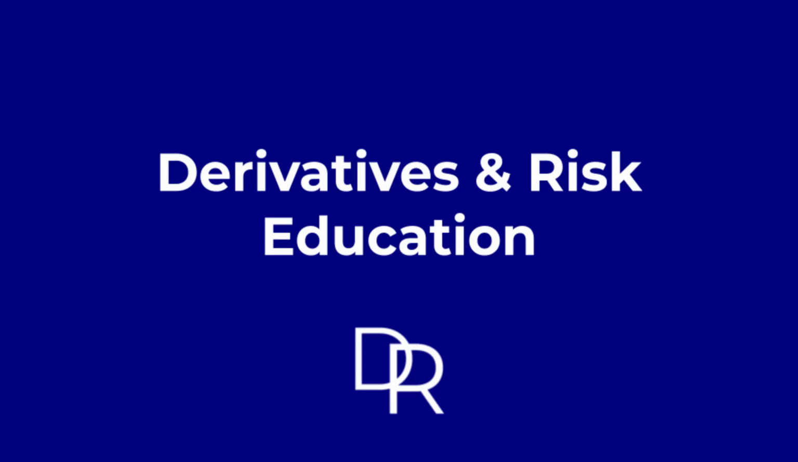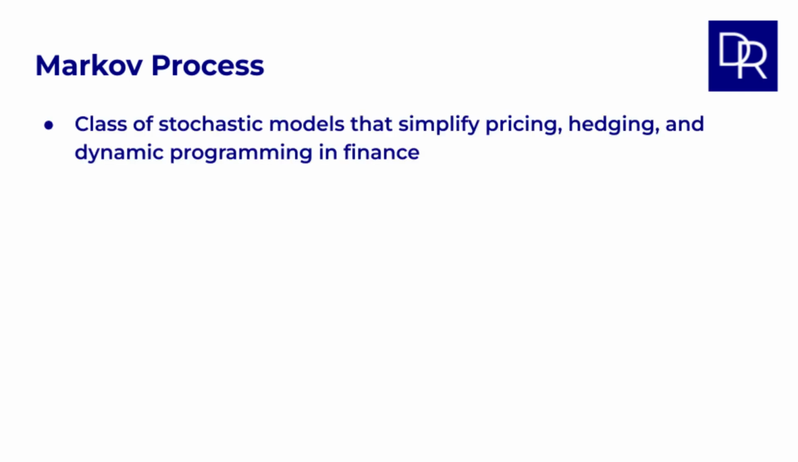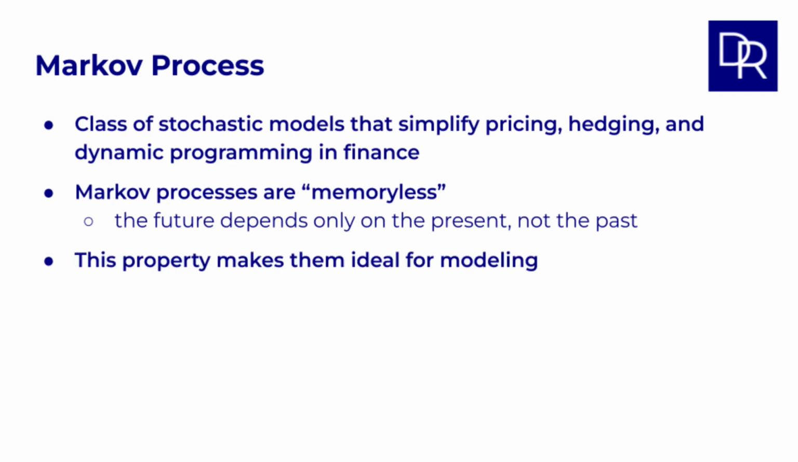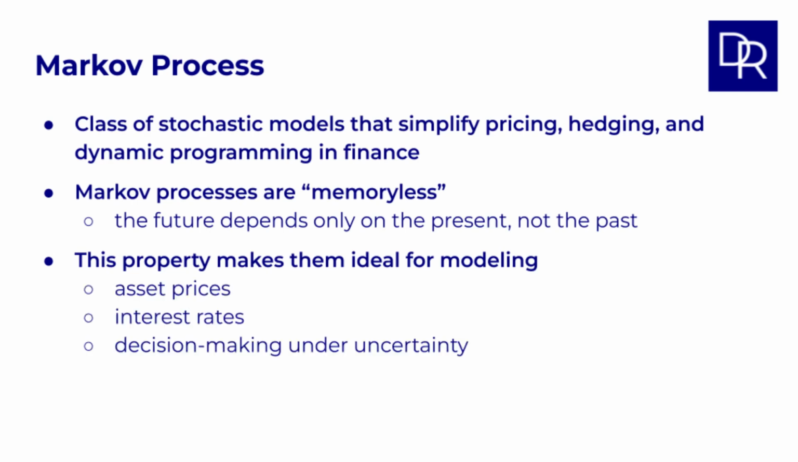In this video, we explore Markov processes, a class of stochastic models that simplify pricing, hedging, and dynamic programming in finance. Markov processes are memoryless. The future depends only on the present, not the past. This property makes them ideal for modeling asset prices, interest rates, and decision making under uncertainty. So what exactly is a Markov process?